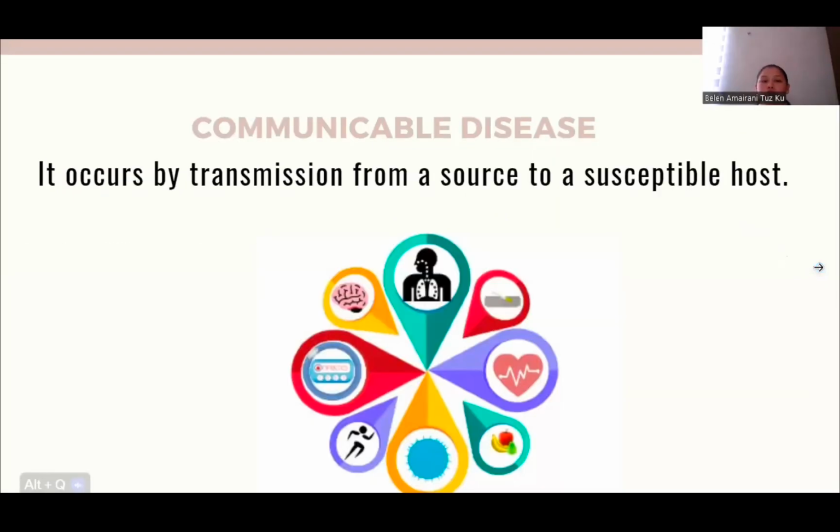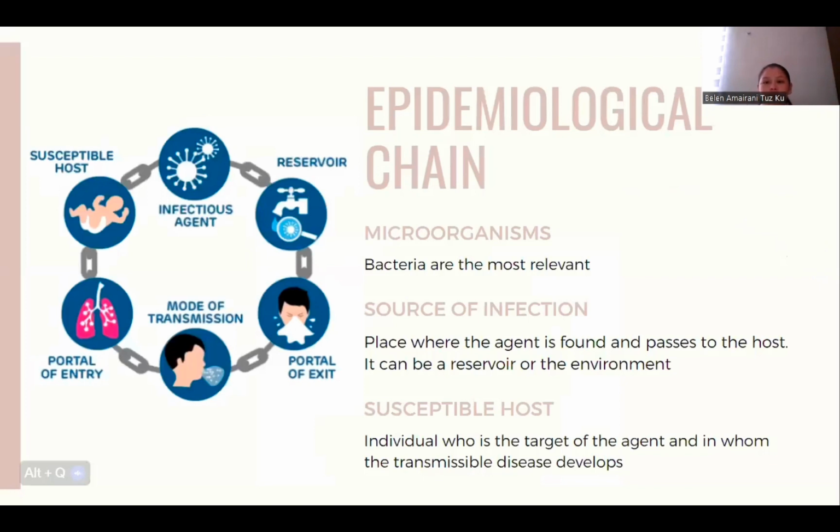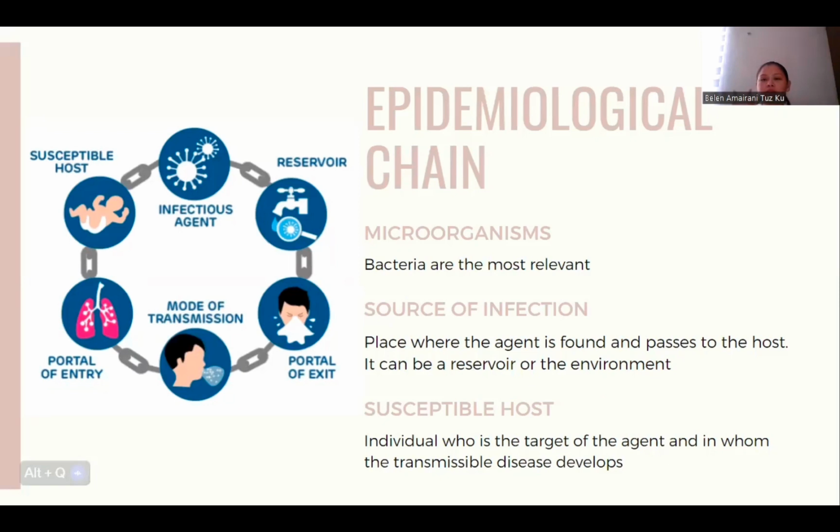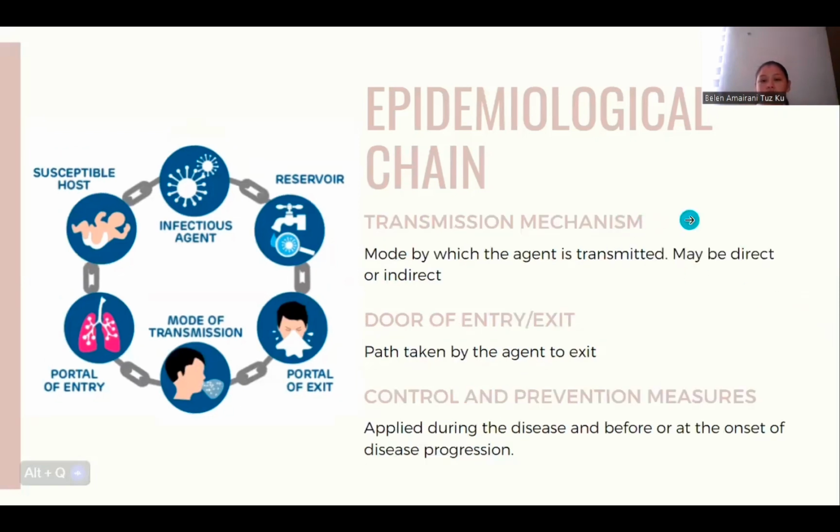Communicable disease occurs by transmission from a source to a susceptible host. From this, we have the epidemiological chain, that is the sequence of elements involved in transmission. We have the microorganisms, in which the bacteria is the most relevant. We have a source of infection, that is a place where the agent is found and passes to the host. It can be a reservoir or the environment. We have a susceptible host, that is an individual who is the target of the agent and in whom the transmissible disease develops. We have a transmission mechanism, that is a mode by which the agent is transmitted, maybe direct or indirect.